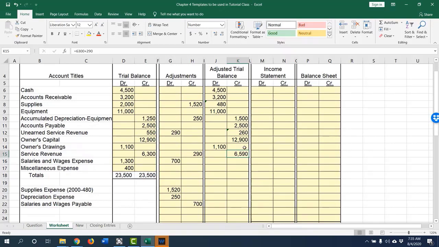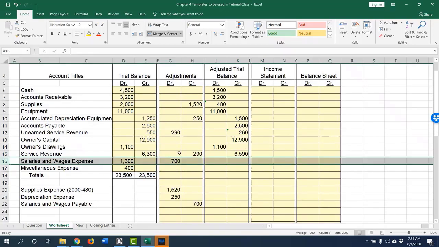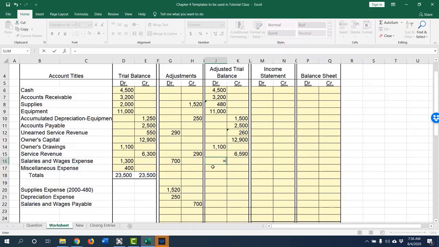For the salaries and wages expense now, it is an expense account. The normal balance of this account is debit, and in this particular adjusting entry problem, we have debited it more by 700. So the balance will remain on the debit side, but the previous balance of 1,300 will be increased by 700 more because we have debited it again. So the adjusted balance will become 2,000. Salaries and wages expense, adjusted balance 2,000.